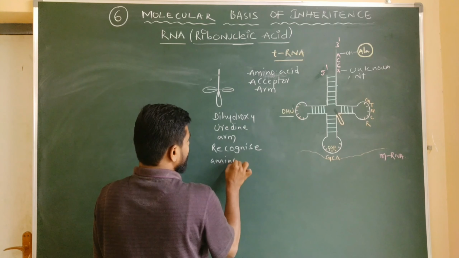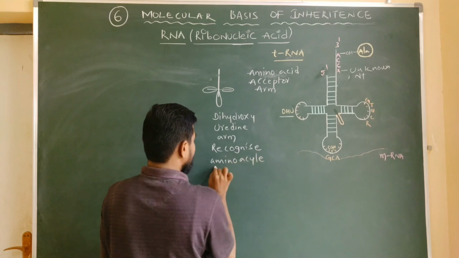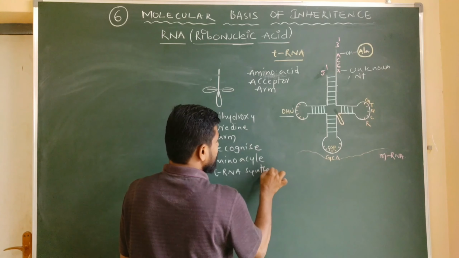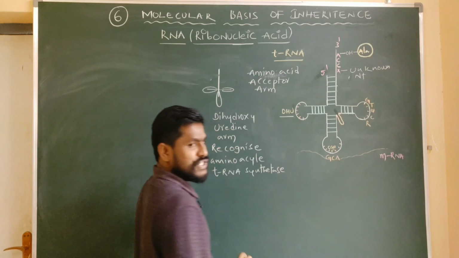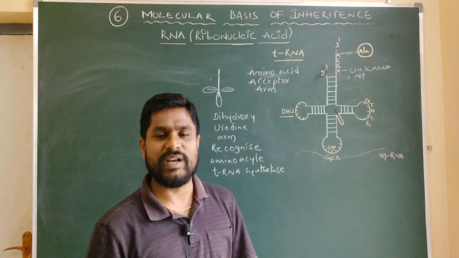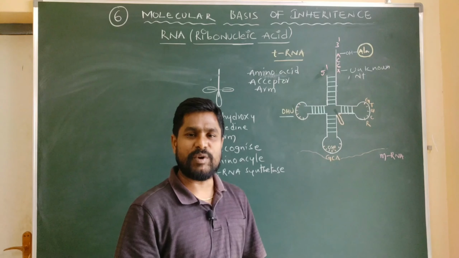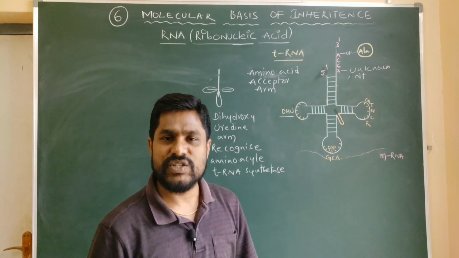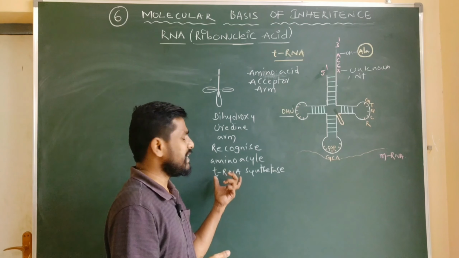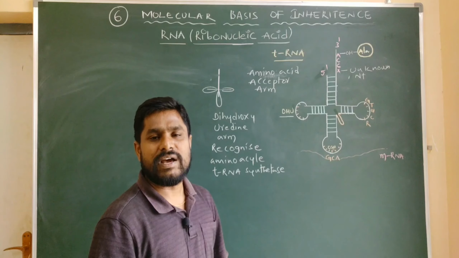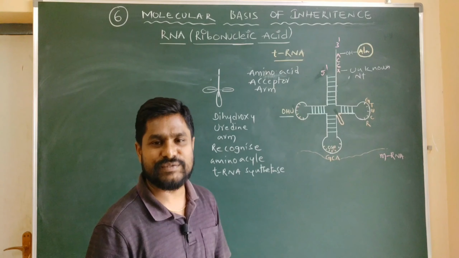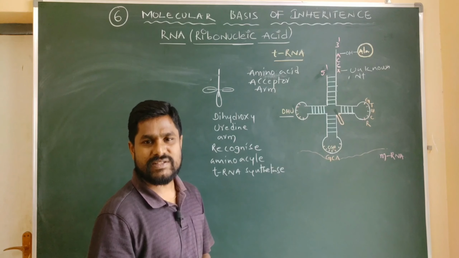amino acyl tRNA synthetase. This is the enzyme required for the 2 initial steps of the translation process: one is activation of amino acid and the second is charging of a tRNA molecule. For these 2 reactions, the enzyme amino acyl tRNA synthetase is required. The DHU arm recognizes this enzyme first during translation.